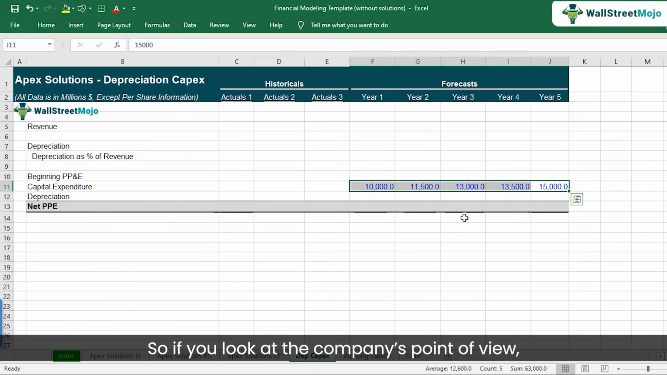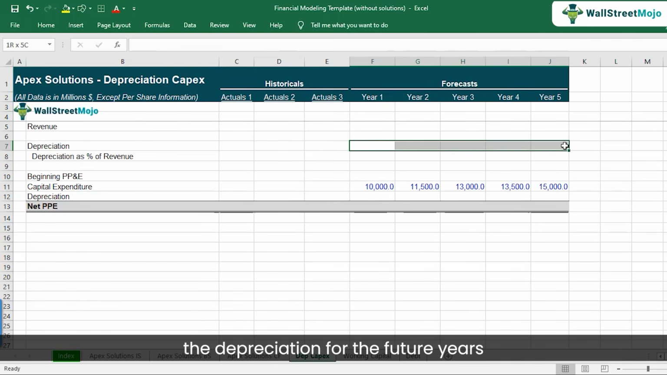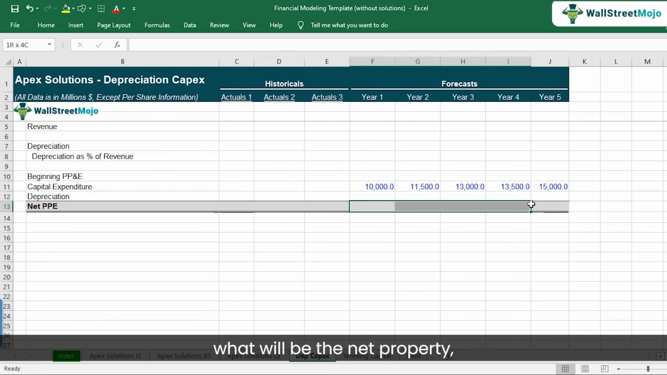From a company's point of view, this is the amount of investment that the company needs to make in order to make the revenue sustainable in the future. So that's the committed capital expenditure. Now, what's the objective of this depreciation capex schedule? First is to project the depreciation for the future years, and then also find out what the net property, plant, and equipment number will be.